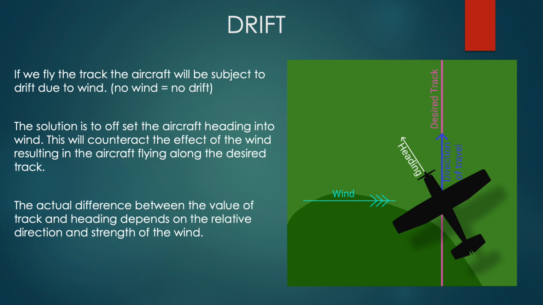And how much we adjust our heading, depending on the wind, is a number of factors, but it's mainly how strong the wind is and then where it's coming from. Okay, so if it's perpendicular to us in this scenario, then that's going to give us the greatest amount of possible drift, so that means we're going to have to adjust our heading the most.